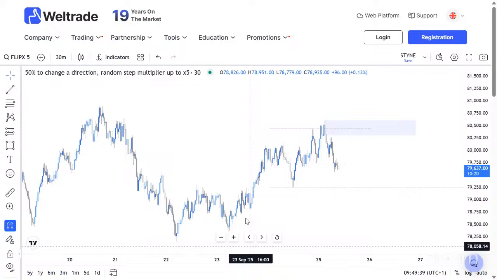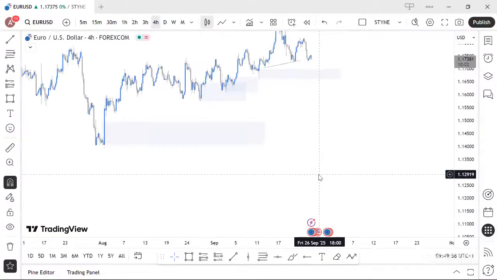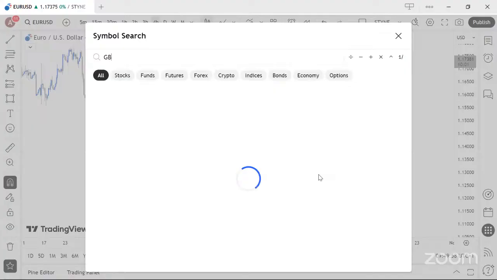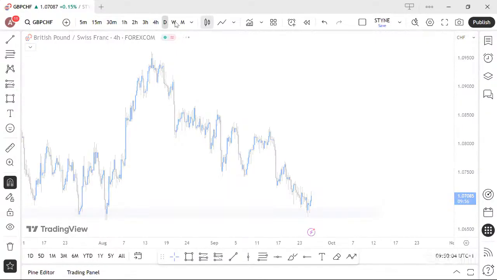Someone said GBPCHF. I already left currencies. But we are pretty much done. Let me just see that GBPCHF for you. This will be the last thing for today. This is the stressful part of trading when you just have to wait. Trading is 80% waiting.